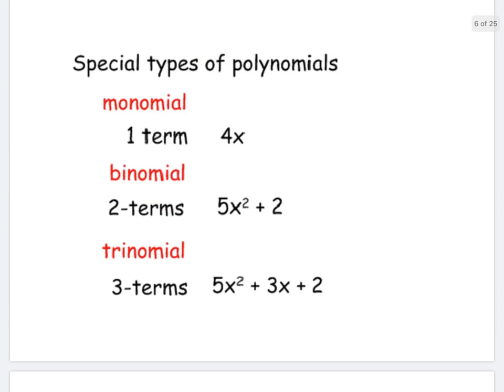And then lastly, we have 3 special types of polynomials. A monomial, the prefix mono means 1, so we have 1 term. A binomial, prefix bi means 2, so it's a polynomial with 2 terms. And then tri, the prefix tri means 3, so there are 3 terms. Every other type of polynomial is just referred to as a polynomial.